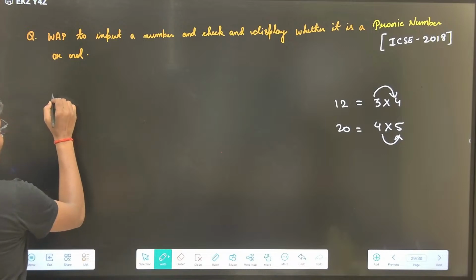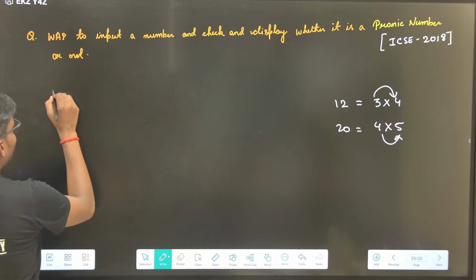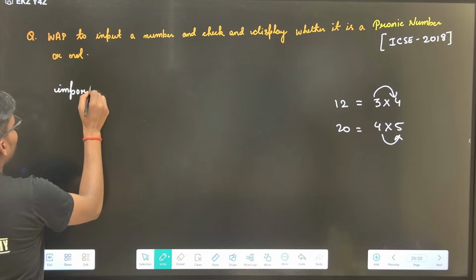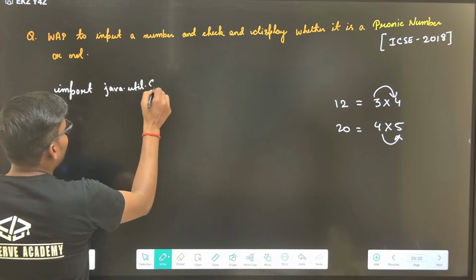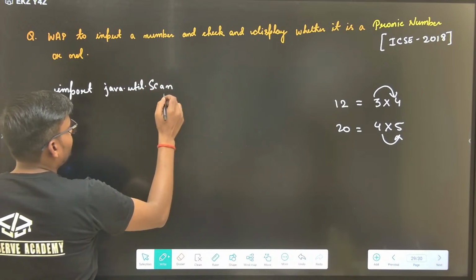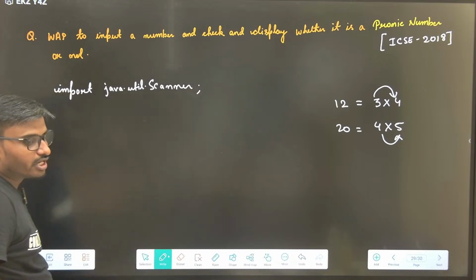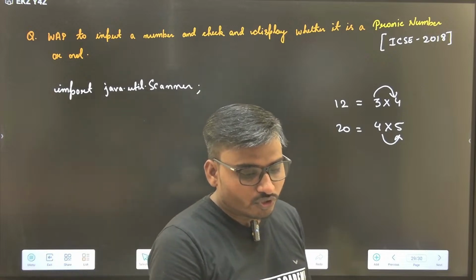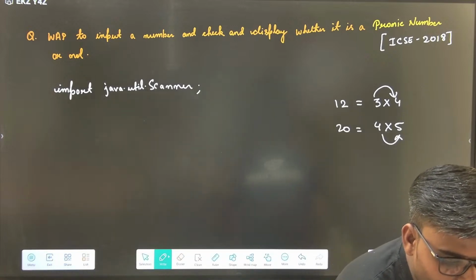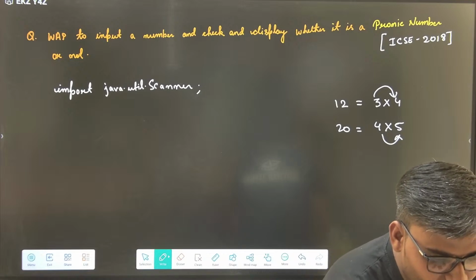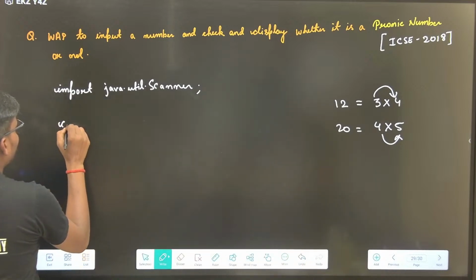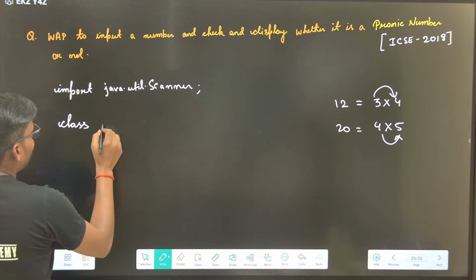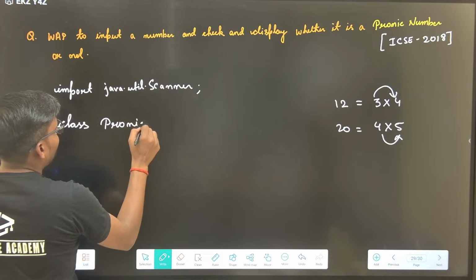So what we'll do, first we have to take input. So we have to import scanner. So we'll write import java dot util dot scanner. Okay. So first what you have to do, you have to import the package. Okay. So we are going to take input in Java. So for taking the input, first you have to import scanner. Next, class, suppose we write it as pronic.